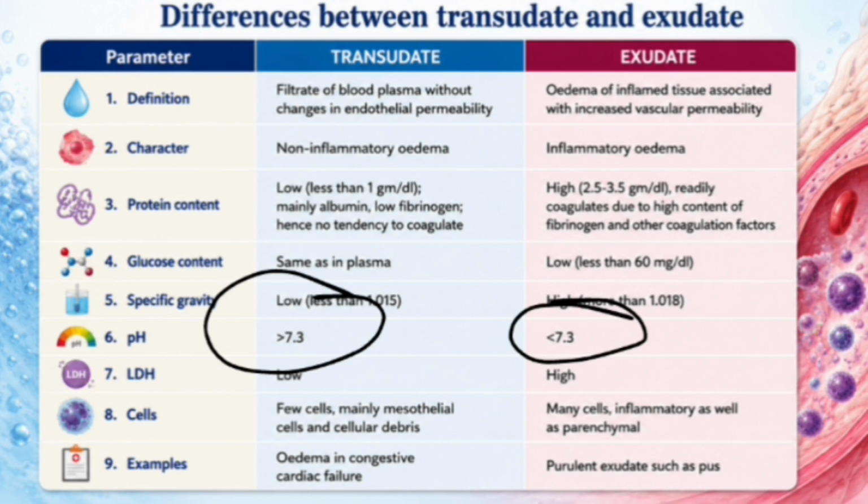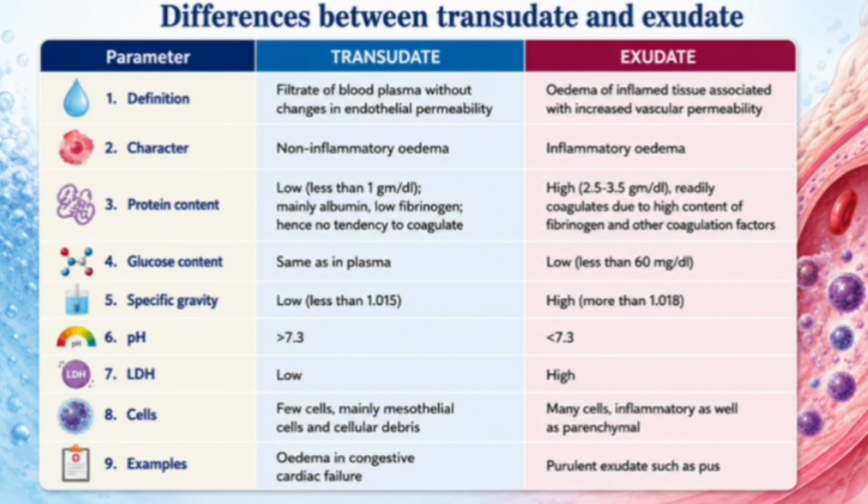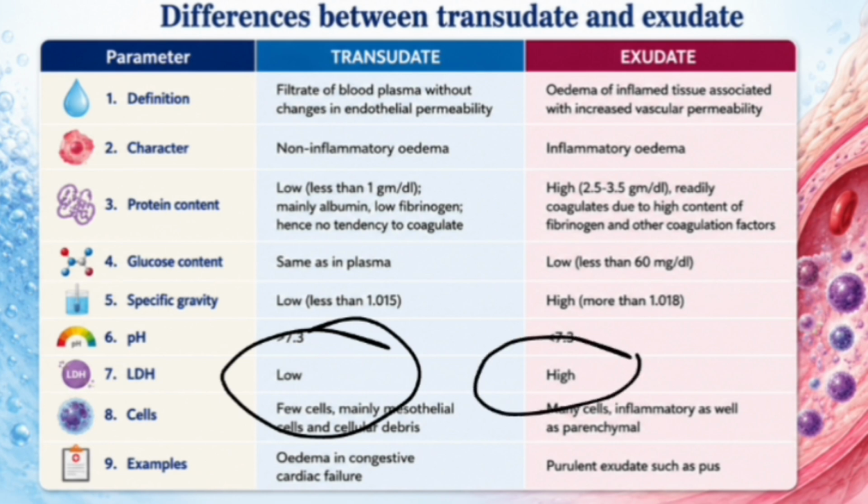Next one is the LDH. LDH is a marker of cellular injury. So, as in case of transudate, there is no cellular injury, LDH would be low. While in case of exudate, there is breaking down of the endothelial cells or damage to endothelial cells. Along with endothelial cells, some other cells are also breaking down. So, because of damage to the tissues and cells, there will be increased level of LDH over there.